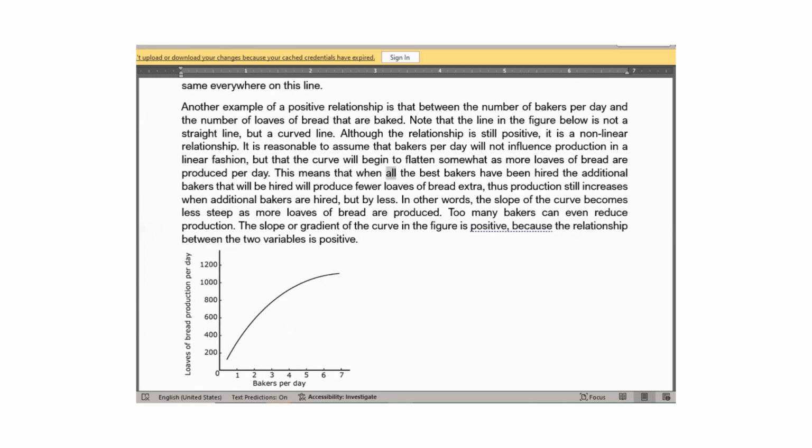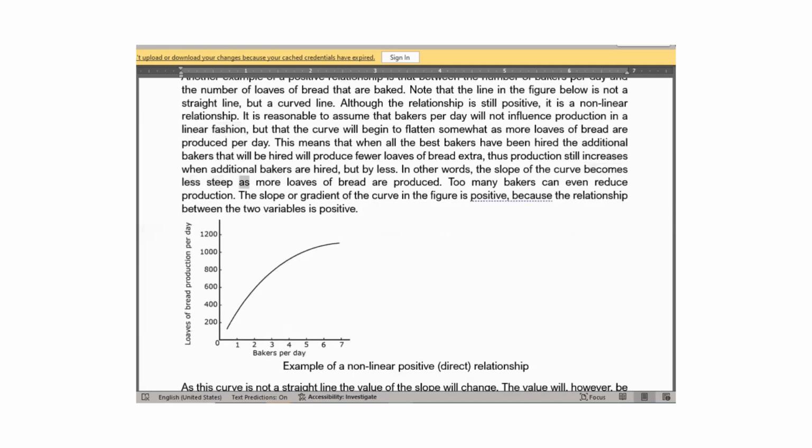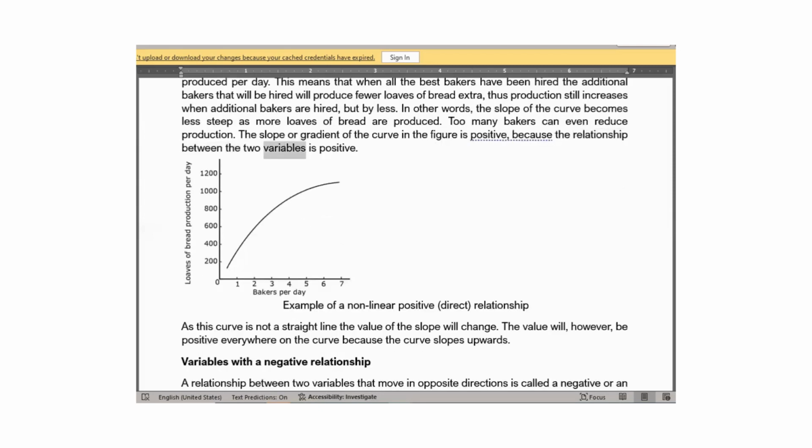This means that when all the best bakers have been hired, the additional bakers that will be hired will produce fewer loaves of bread extra, thus production still increases when additional bakers are hired, but by less. In other words, the slope of the curve becomes less steep as more loaves of bread are produced. Too many bakers can even reduce production. The slope or gradient of the curve in the figure is positive, because the relationship between the two variables is positive.